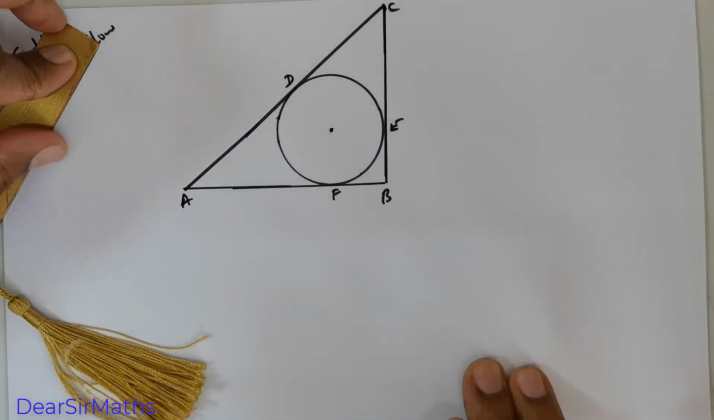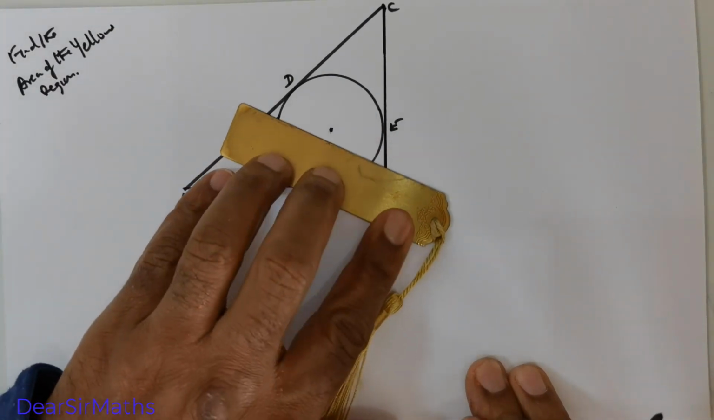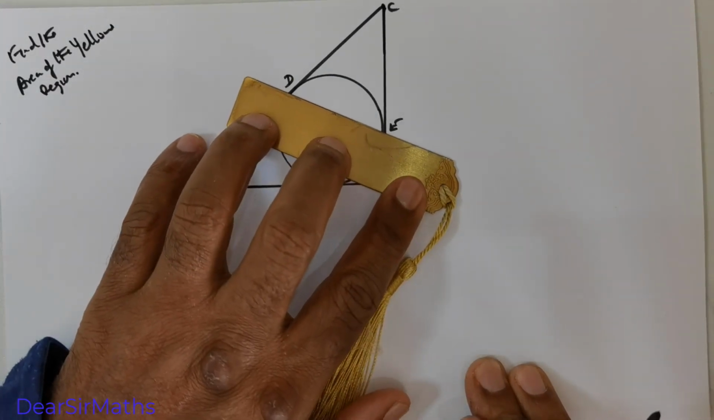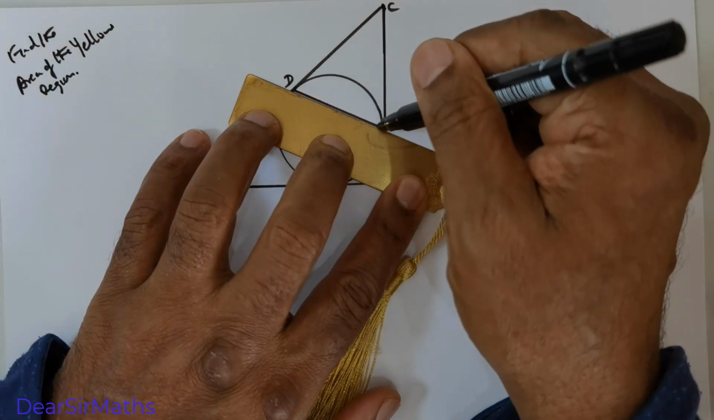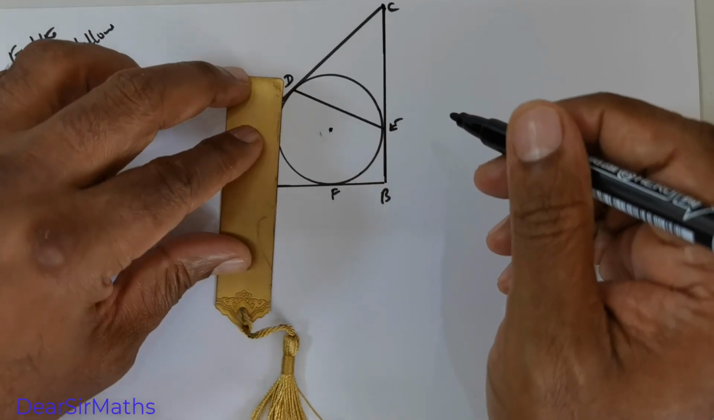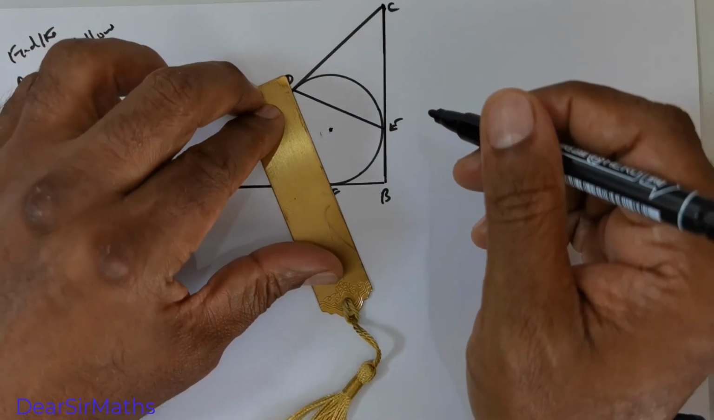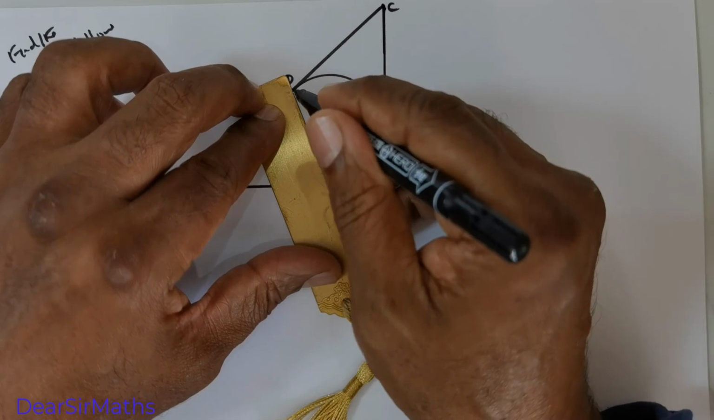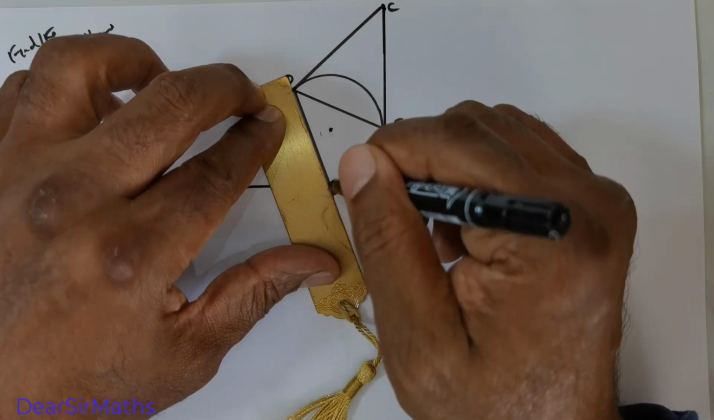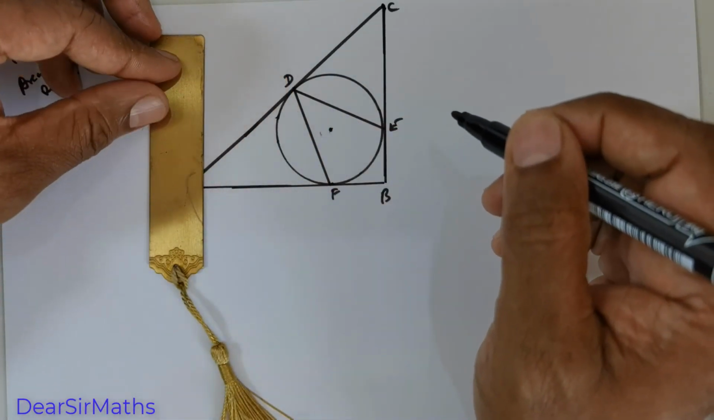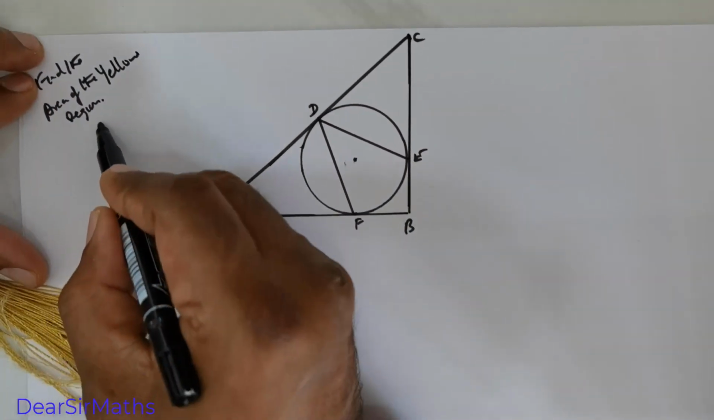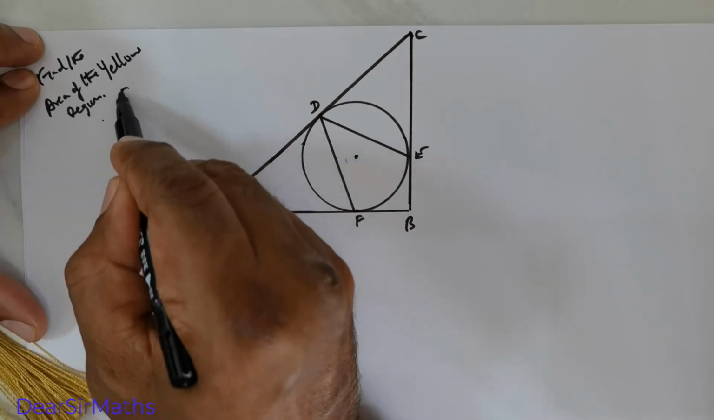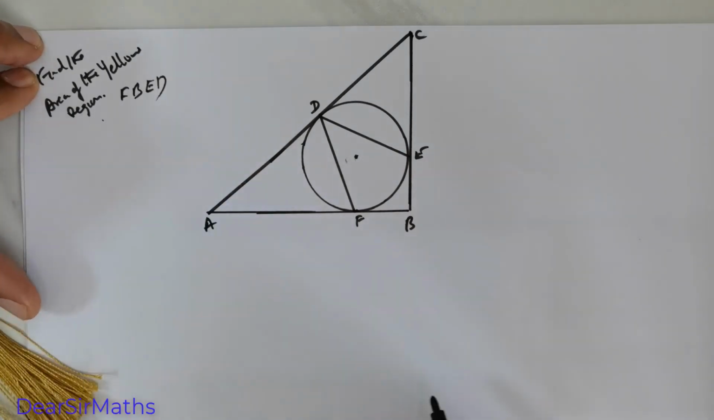We've got tangents there. You are expected to find the following area. Now there is a line that is connecting the points of tangency. And there is also another line that is connecting the point of tangency over here. Now we are expected to find the area of this region. Area of FBED. That's a quadrilateral.